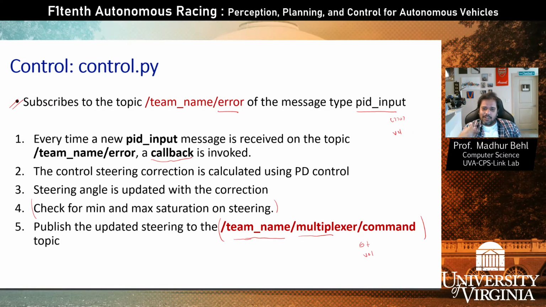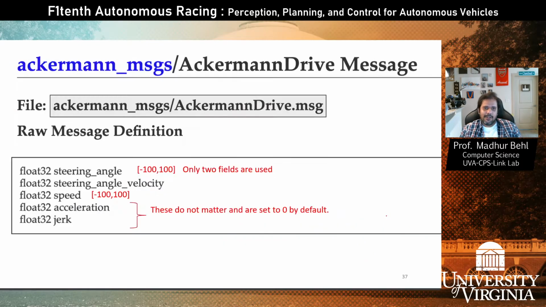I told you earlier that this has a specific message type, which is called the Ackermann drive message. So here is the structure of the Ackermann drive message, which is used by this command topic for your team. You only care about two fields, the speed and the steering angle. The rest you can set to 0.